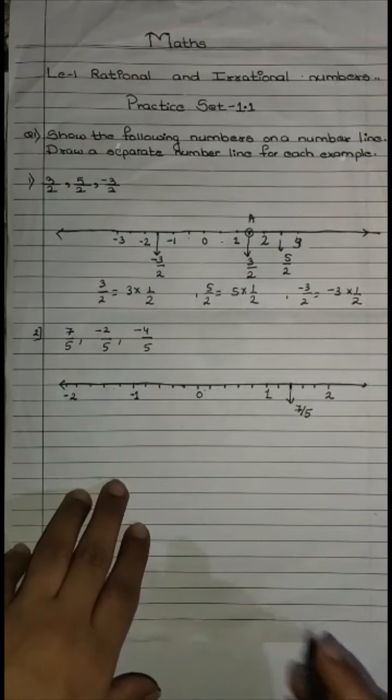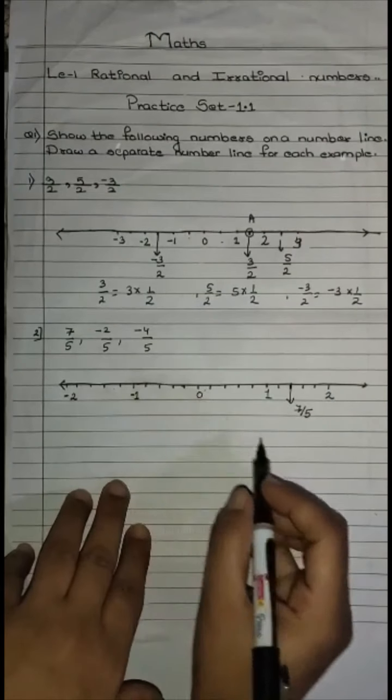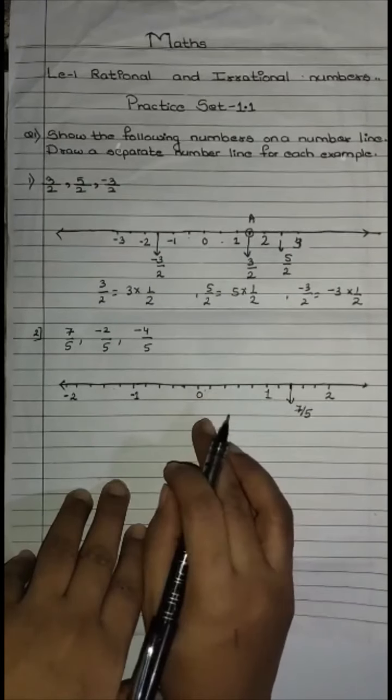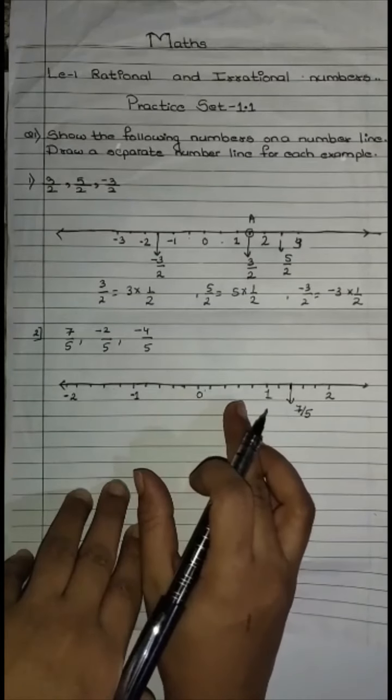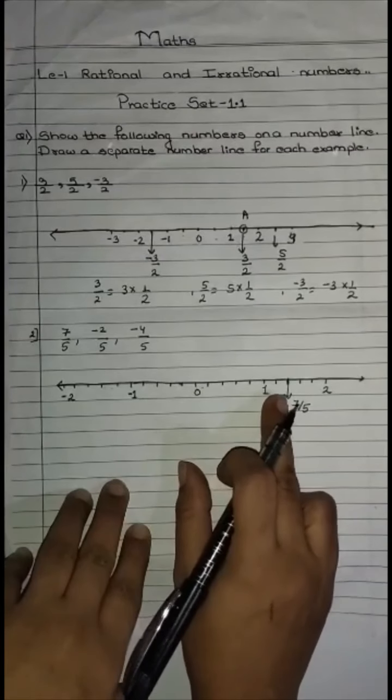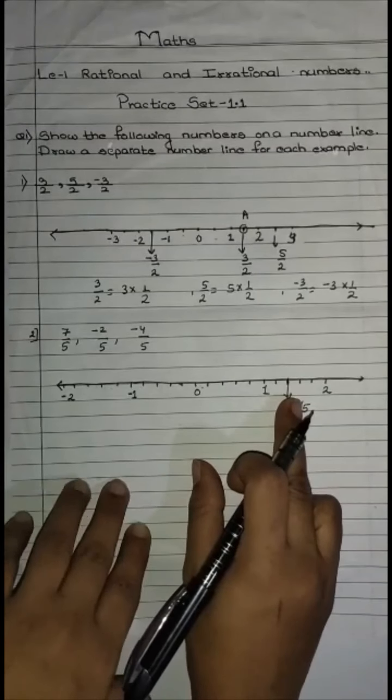7 upon 5. Now, seventh point from 0. If you want to read, it is 1 by 5, 2 by 5, 3 by 5, 4 by 5, 5 by 5. 5 by 5 means what? 1. 6 by 5, and this is the 7 by 5.